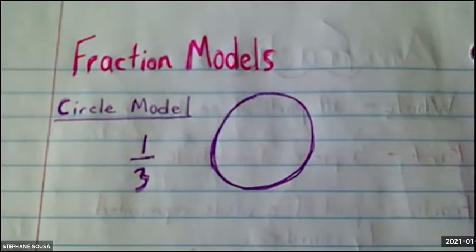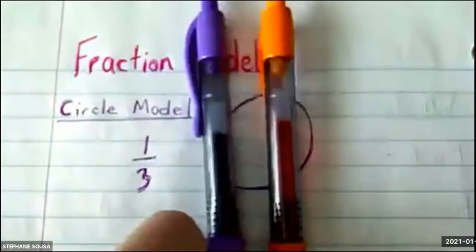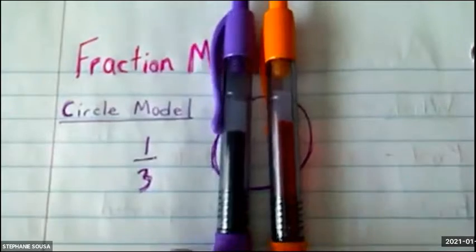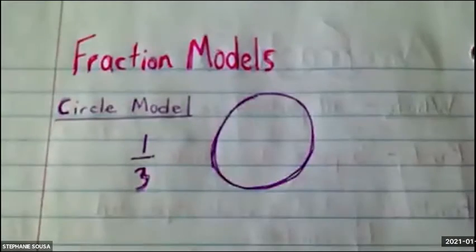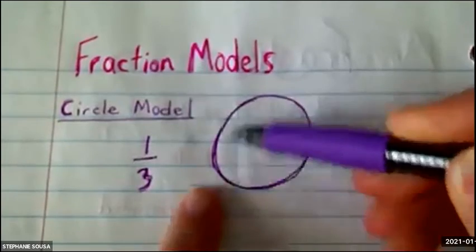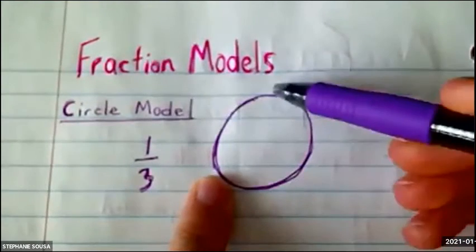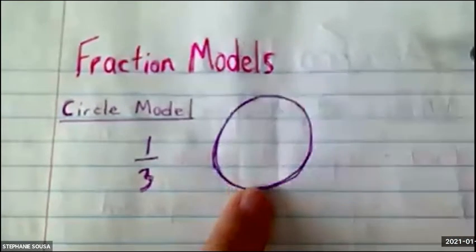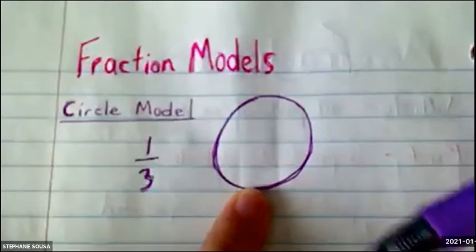Now, here's one thing that I saw a lot of people doing yesterday that you cannot do with circle models. You cannot take 2 lines and draw them straight up and down like this and call it thirds. Those are not equal pieces. If I were to make a line right here, this piece is much smaller than the big, huge, fat middle piece, right? So we can't do that.